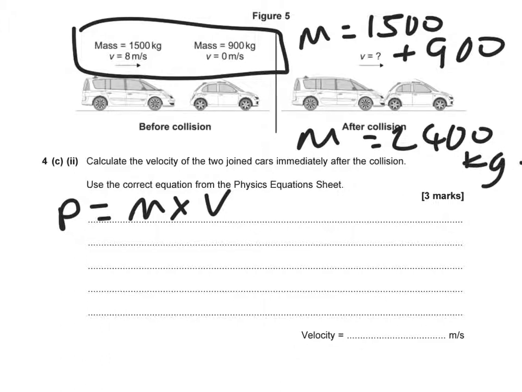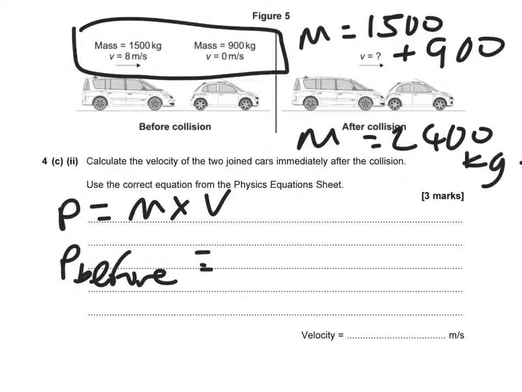In order to be able to work out my velocity, I need to work out the momentum afterwards. Now you got a clue to this in the previous question, because the momentum afterwards is equal to the momentum before the collision. So my P after is going to equal the momentum before. So I need to find out the momentum before the collision first.